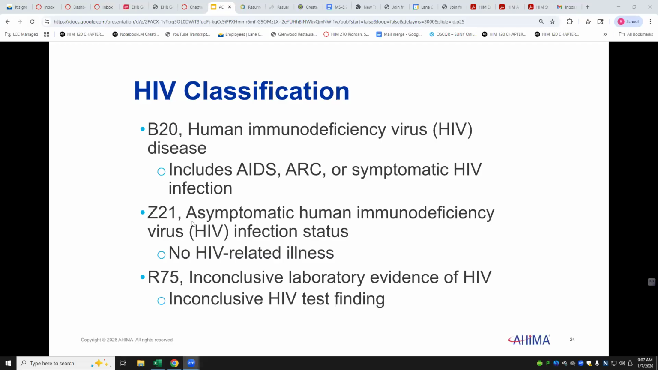And as you can imagine, these are all mutually exclusive. If they're mutually exclusive, this would relate to an Excludes1 note. So you can either have the disease, you can be asymptomatic and not have the disease, or it's inconclusive. It can't be two of the three or all three.